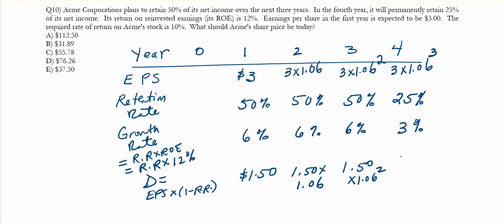So the dividend, sorry, I forgot to put the exponents there. The dividend in year 4 will be 75% of what those earnings will be in year 4. And then the growth will be a constant 3% after this point.